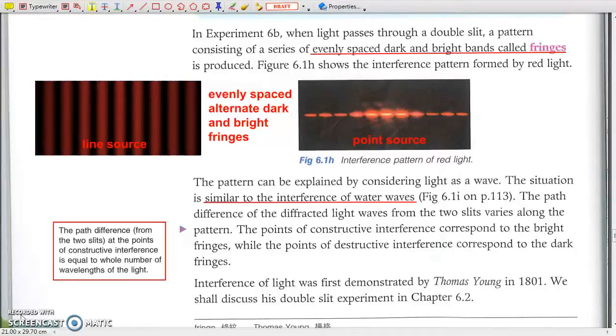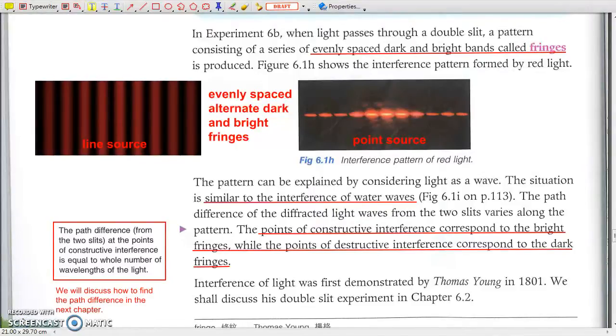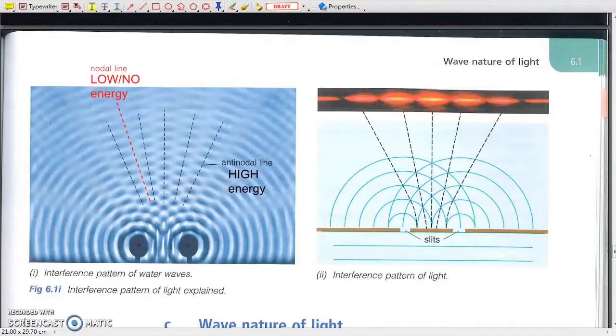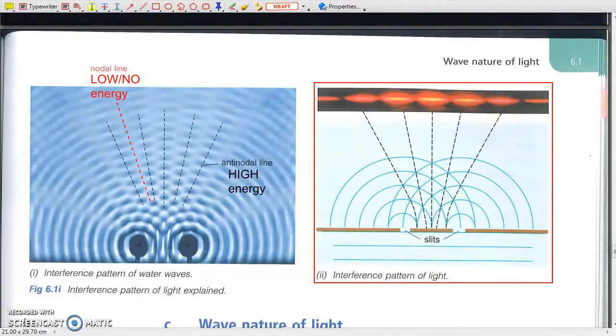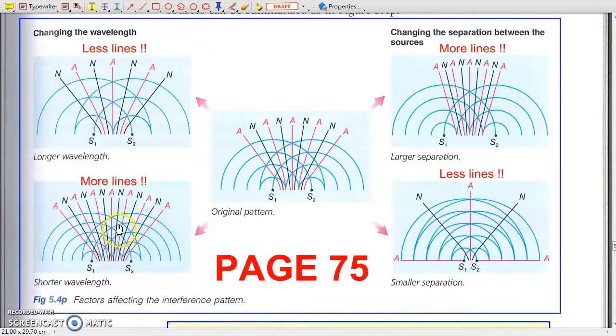The formation of these fringes is similar to the interference of water waves. Remember that the vibration is greatest for any point on the antinodal line and the least for those on a nodal line. So there is a bright fringe at the end of an antinodal line and a dark fringe at the end of a nodal line. The colors of light and the slit separation will both affect the interference pattern formed.